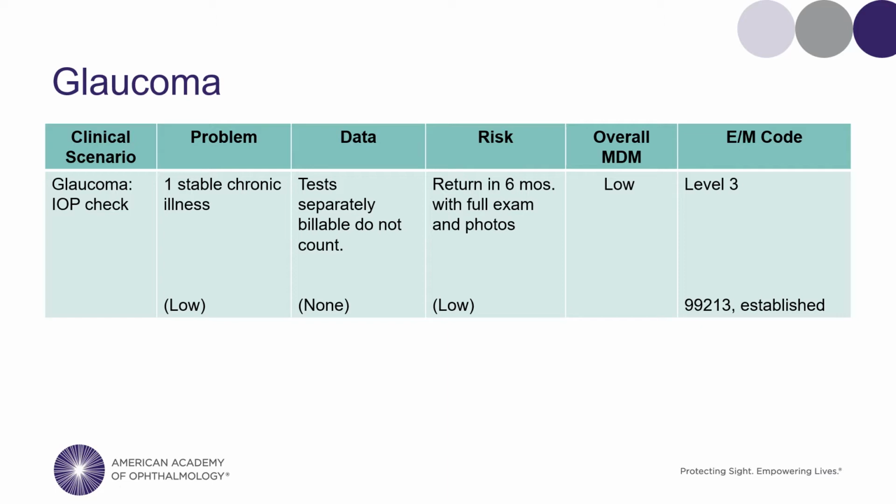Although a visual field was performed, this test would not count in the data category, as a test that has a CPT code and is separately billable does not count in this category. For the risk, the plan was to return in 6 months with a full exam and photos, or low risk. 2 of 3 categories are determined as low, and this is the overall MDM. The E&M code would be an established patient level 3, or 99213.